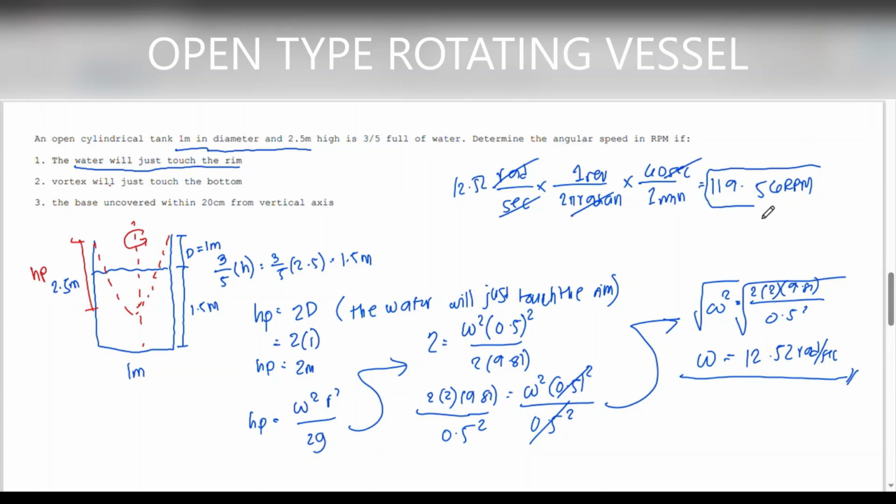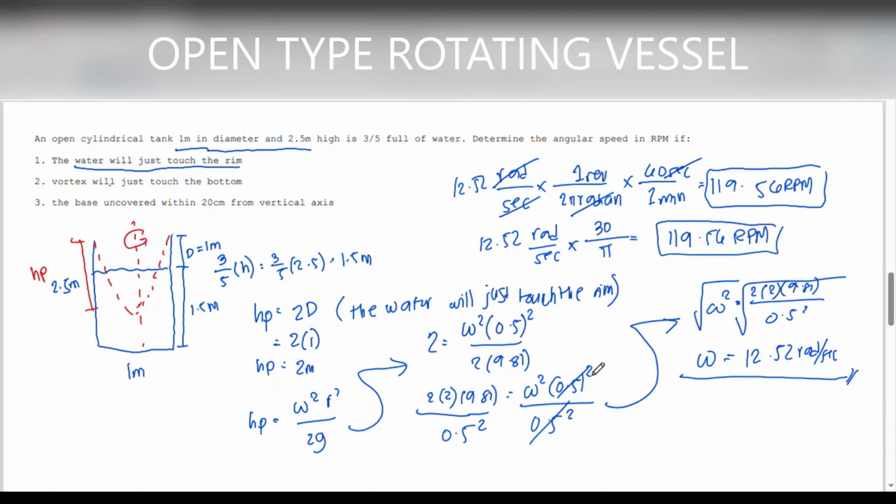Now another faster way of converting this one is by multiplying this value by 30 over pi. So that will also result to 119.56 RPM. That is for question number 1.